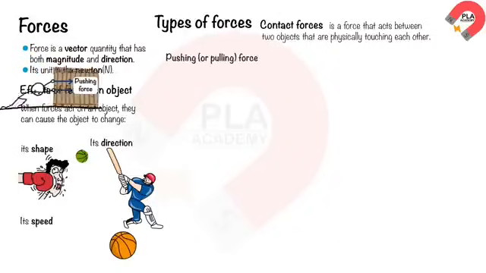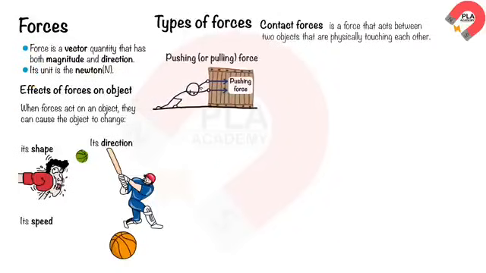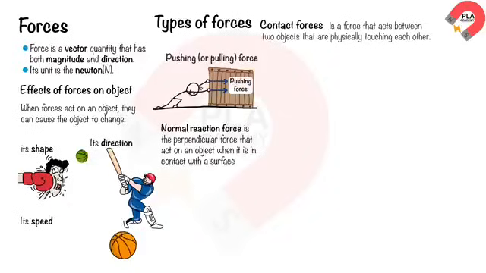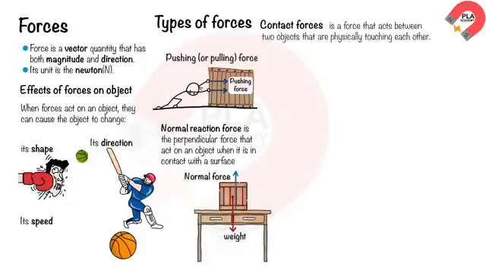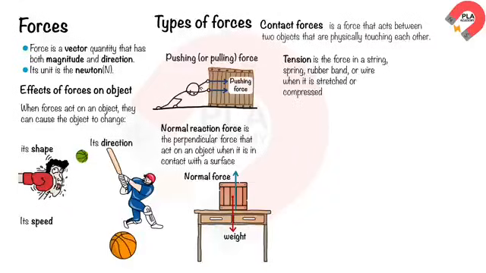When your hand pushes the box, a contact force propels the box forward. This is called the pushing force. Normal reaction force is the perpendicular force that acts on an object when it is in contact with a surface. When you place a box on a table, the table exerts an upward force, the normal force, to hold the box against gravity.